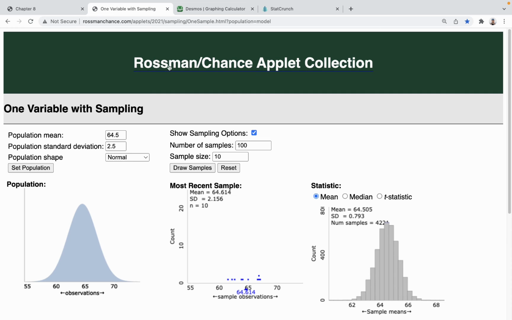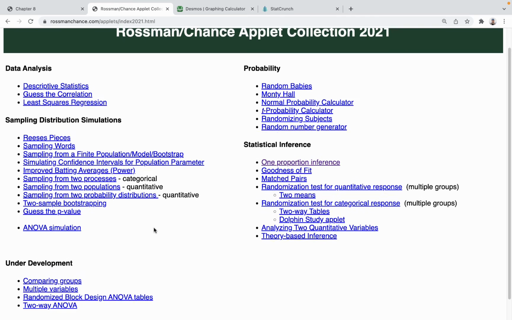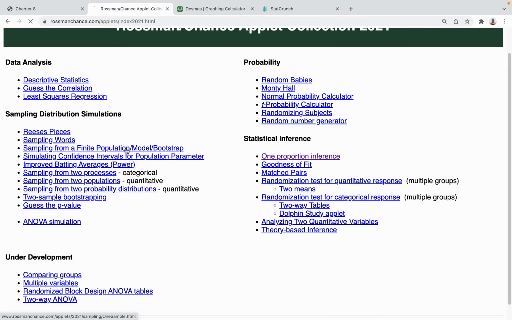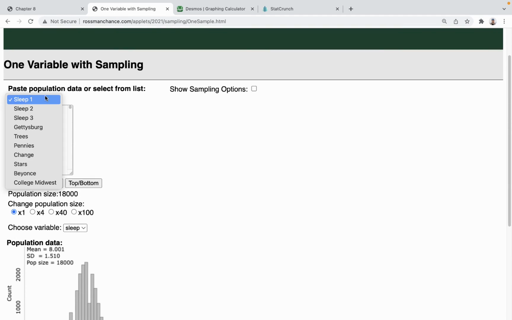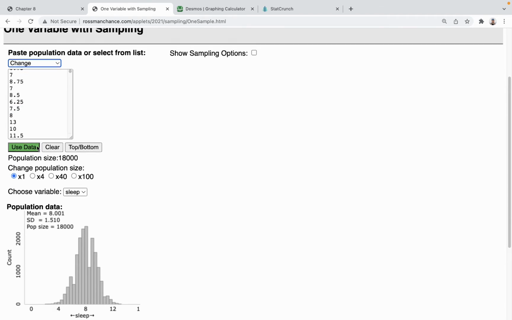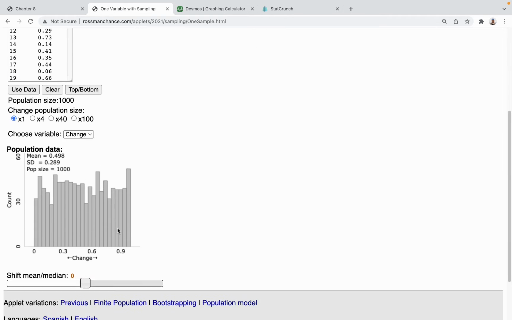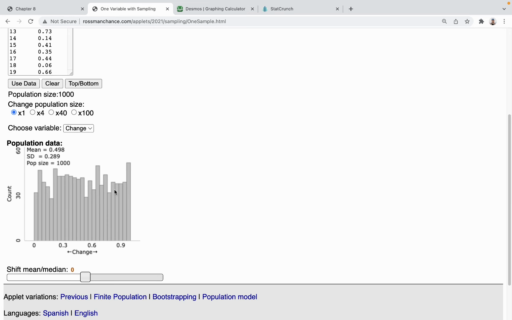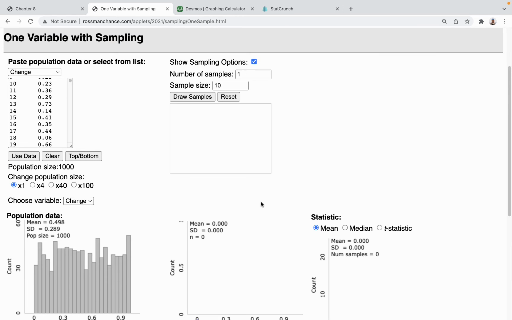Now if you want to go to this website, this is rossmanchance.com. There's a whole bunch of applets here that are pretty cool. I'm going to go to a finite population. All right, so this is also a bell curve. I'm going to pick one that's maybe not a bell curve. In this one, this is a uniform distribution, or we could say it's not a normal distribution. It'd be similar to rolling a 6-sided die, although it looks like we have a lot more outcomes than 6 here. And we're going to sample from that population.